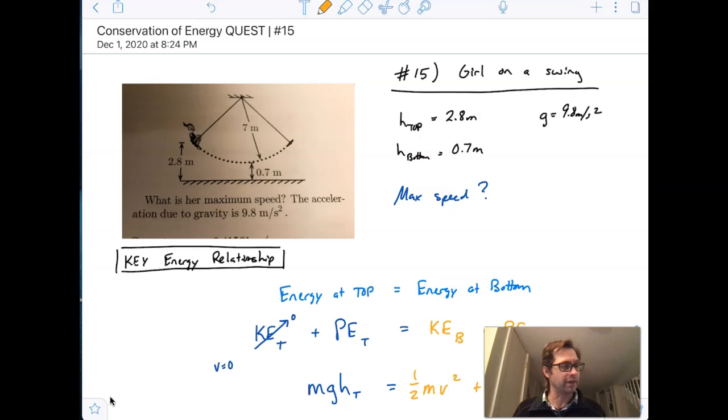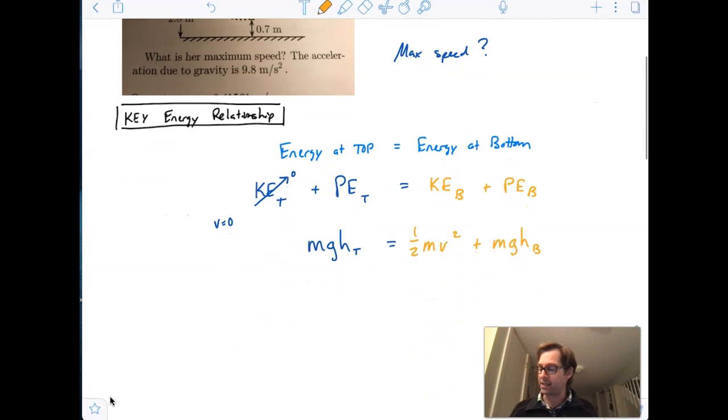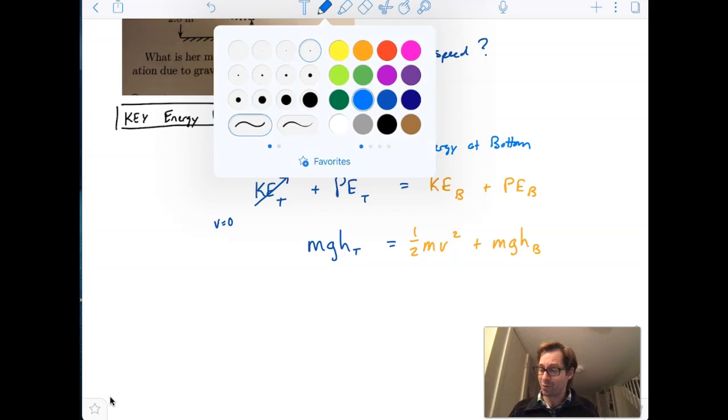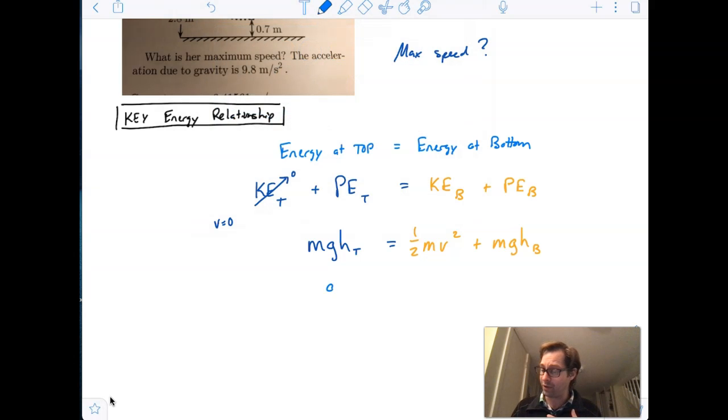The information they haven't really given us is the girl's mass. Now what's interesting about that is this actually has mass on both sides of the equation. You can see it here, here, and here. And when the same variable shows up that way, we actually can cancel the mass out. So I'm going to rewrite this without mass because it really doesn't matter for our equation. So if we know the gravity and the height at the top, we know both those quantities, that's equal to 1/2 times the velocity, and this is the velocity we're solving for, the velocity at the bottom, squared, plus g times h at the bottom.